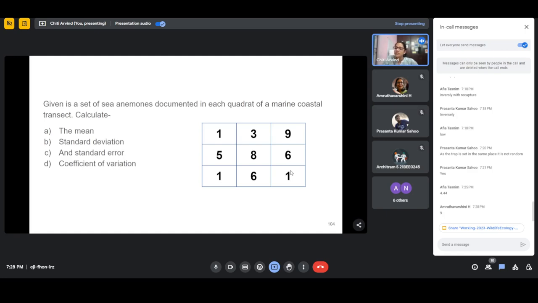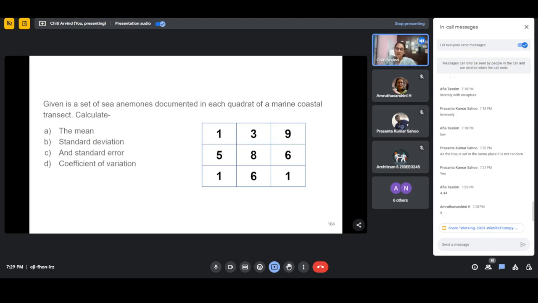So you have basically 1 minus 4.44 plus 3 minus 4.44 plus 9 minus 4.44, so on and so forth, divided by 9. That's going to give you the standard deviation, which is basically how much variance is captured by your mean, right? What is the deviation from the mean in your population? That is your standard deviation.